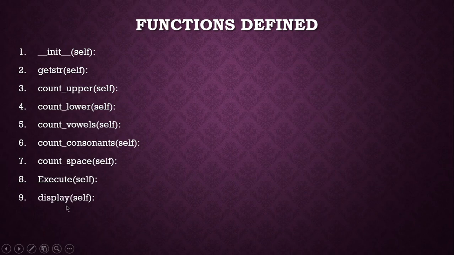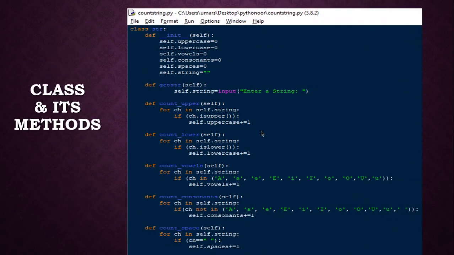This will display the result on the screen, and you can see the self. The self is the keyword which is used to represent an instance object of the given class. So the given class is str. When you say self, it means the object of the class str itself. Okay, now we will see the functions one by one.